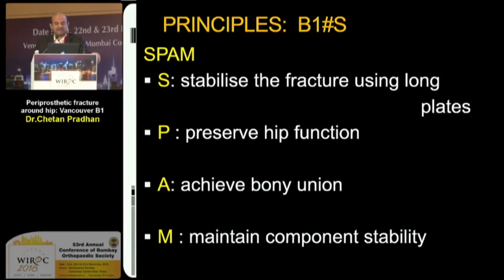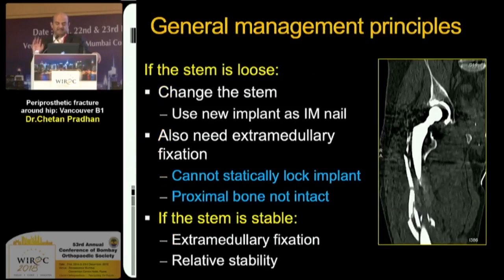So SPAM stands for stabilize the fracture using a long plate, preserve the hip function, achieve bony union, and maintain component stability. So if the stem is loose, change the stem, use it like an intramedullary nail. Also augment it with extramedullary fixation, using usually relative stability principles. If the stem is stable, then your job is slightly simpler. You rely mainly on extramedullary fixation with relative stability.